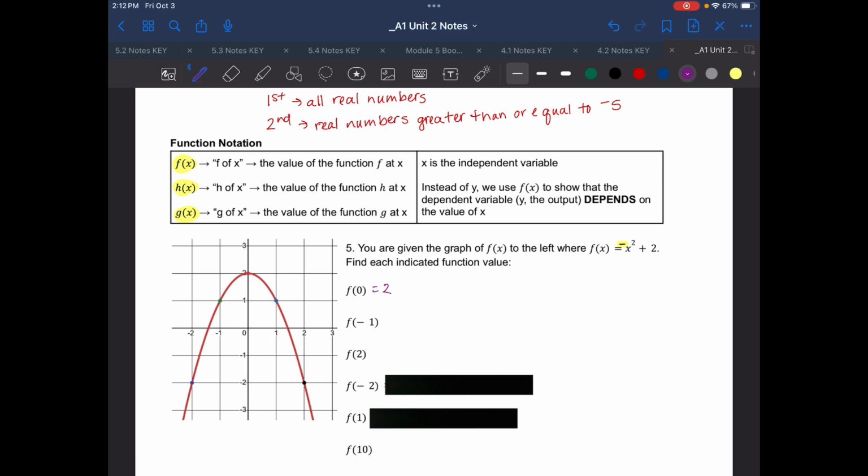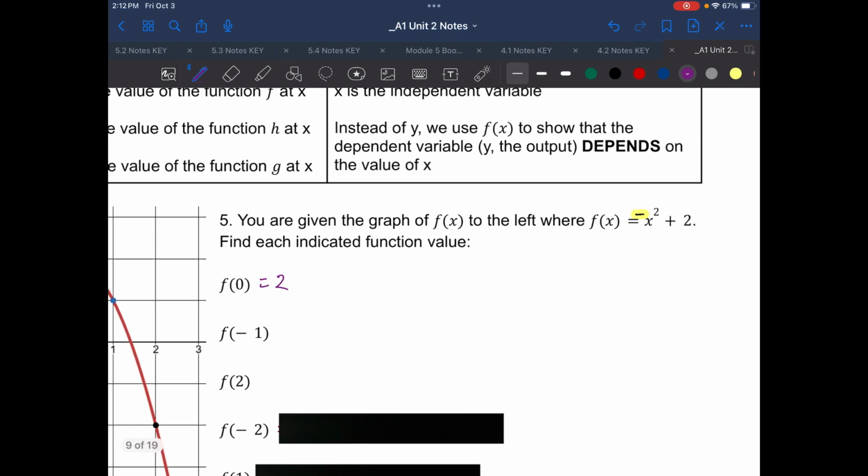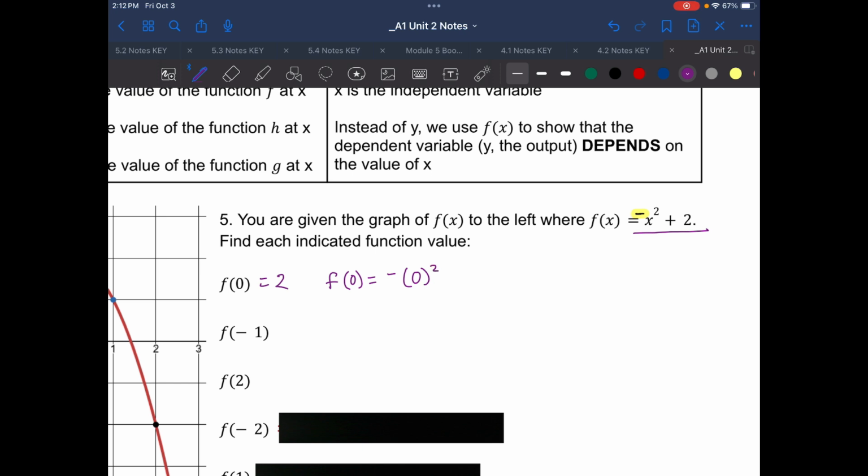And that's not the only way that you could do this, okay? If you look at f of 0 and your f of x, the function is this negative x squared plus 2. So if I plug in 0 for my x, negative 0 squared plus 2, well, 0 squared is 0, and it can't be negative, so it's really just 0 plus 2, which is 2. You get the same thing.